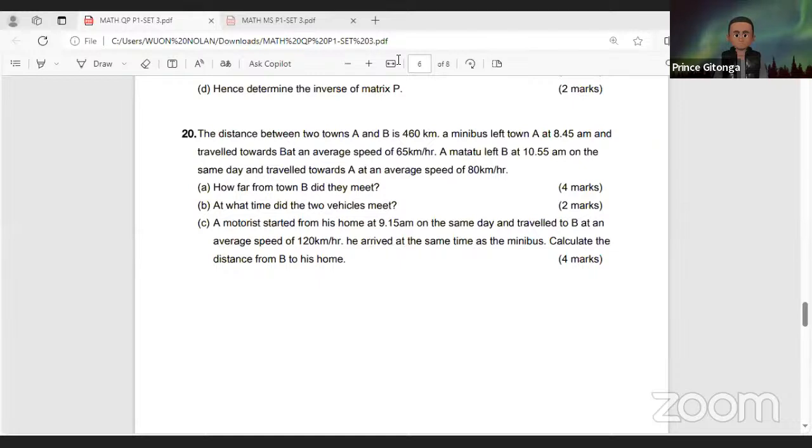The distance between two towns A and B is 460 kilometers. A minibus left town A at 8:45 a.m. and traveled towards B at an average speed of 65 kilometers per hour. A matatu left B at 10:55 a.m. on the same day and traveled towards A at an average speed of 80 kilometers per hour. Part A. How far from the town B did they meet?